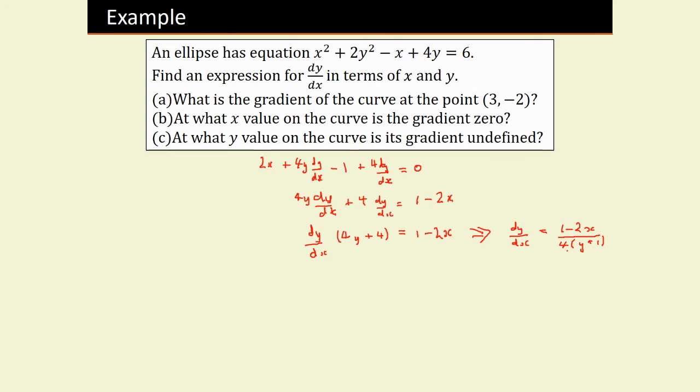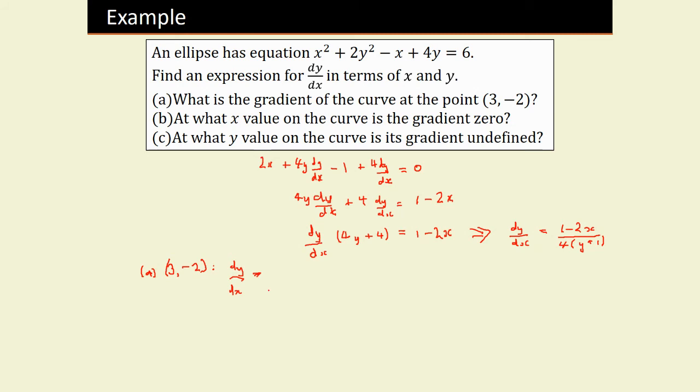It's now asking us what is the gradient of the curve at the point 3, comma, minus 2. So 3, comma, minus 2 is telling us there's a point on the curve. So let's just do it. The gradient function, dy by dx, tells us the gradient of the curve at that point. So when we're using 3, minus 2, let's put that in for dy by dx.